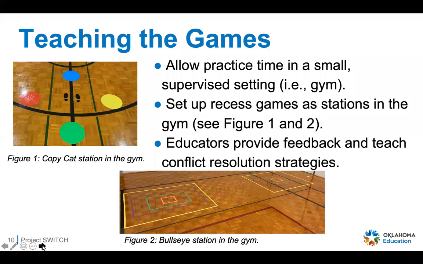So this gives you an example. This first photo is the Copycat station, and on the bottom is the Bullseye station. This is just setting up the stencil inside the gym similar to what that stencil will be painted outside, and it allows some practice time in a small supervised setting. We've had physical education teachers set up their gym a week or two before going outside. They set up their gym with these stencils and teach the kids the games inside so that once they go outside, they're like, oh, there's Copycat.